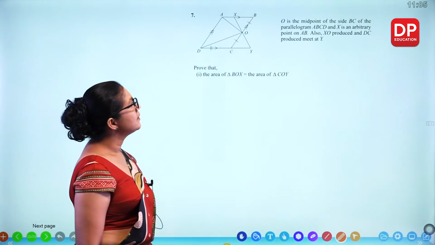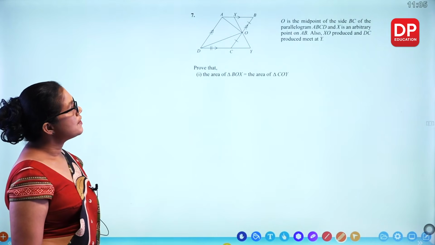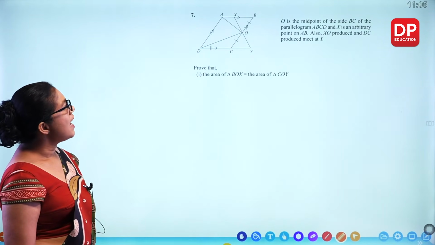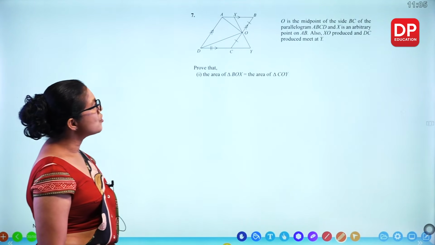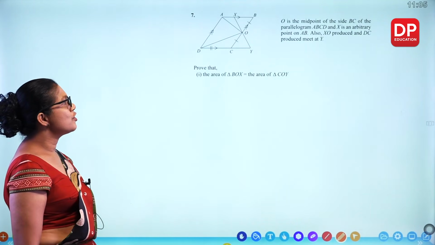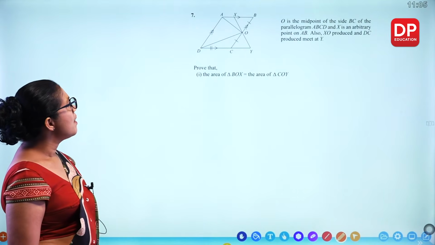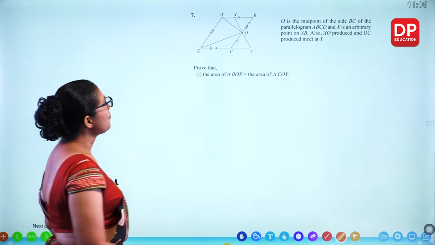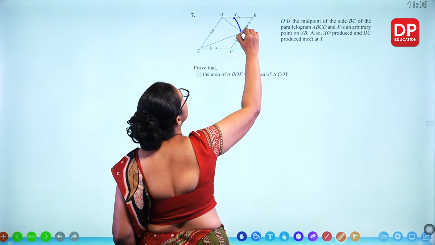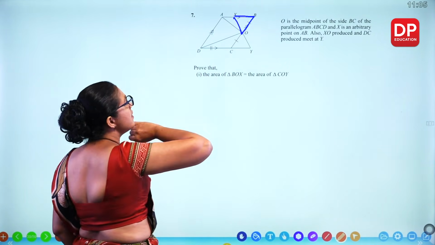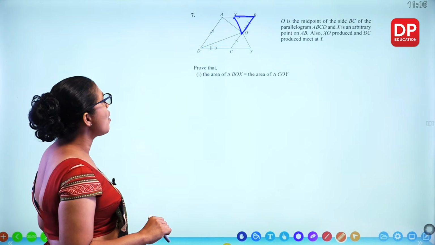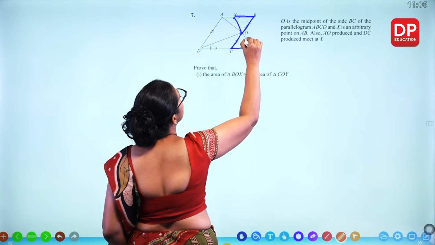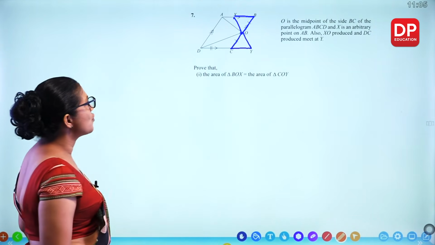Question number 7. O is the midpoint of the side BC of the parallelogram ABCD and X an arbitrary point on AB. Also XO produced and DC produced meet at Y. Prove that the area of BOX is equal to the area of COY. Asked to show these two.